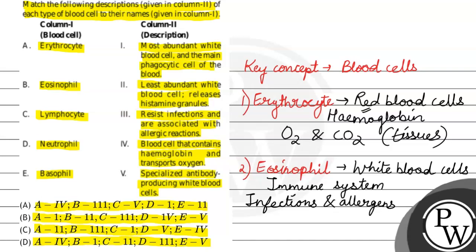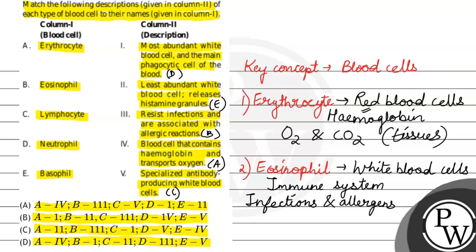So A erythrocytes is number 4, that is blood cells that contain hemoglobin and transport oxygen, and B eosinophil is number 3, that is resist infections and are associated with allergic reaction, and the third lymphocyte is 5, that is specialized antibody producing white blood cell, and D neutrophil is number 1, most abundant white blood cell and the main phagocytic cell of the blood, and the last basophil is least abundant white blood cell, releases histamine granules.